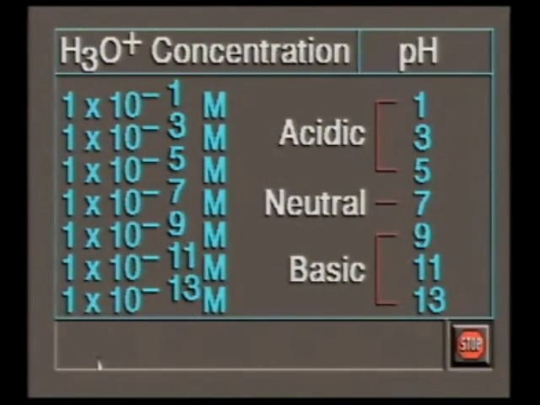A pH of 7 indicates a neutral solution. Substances with a pH of less than 7 are acidic, and substances with a pH of greater than 7 are basic. Notice that the lower the pH, the greater the number of hydronium ions.